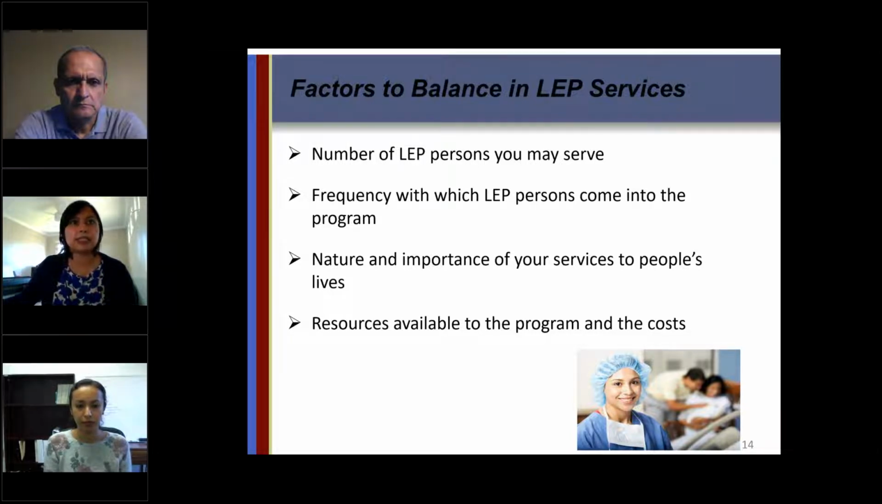Applying this 4-factor test to the services that you already provide may help you determine that you need different or additional language access measures, or that you have already taken the reasonable steps necessary to provide appropriate language access services. We mentioned those 4 factors in our last session, but again, it's the number of limited English proficient persons you serve, the frequency that they visit your health center, the nature and the importance of the services that you provide, and then the resources and the costs of those services.